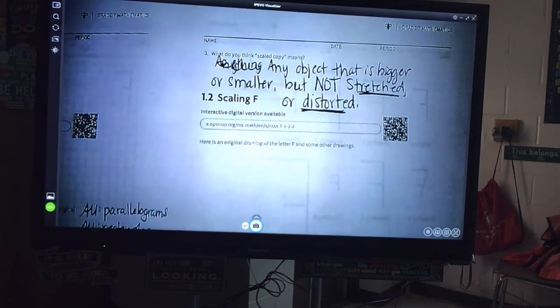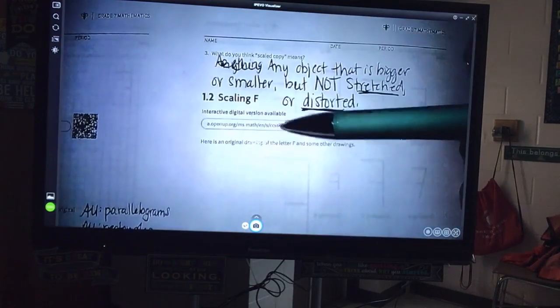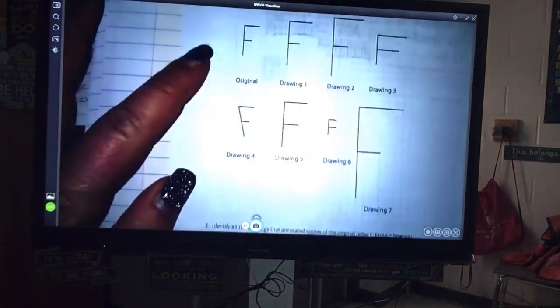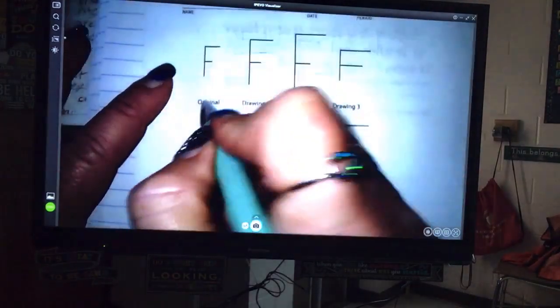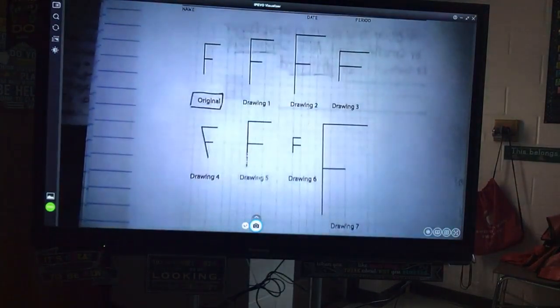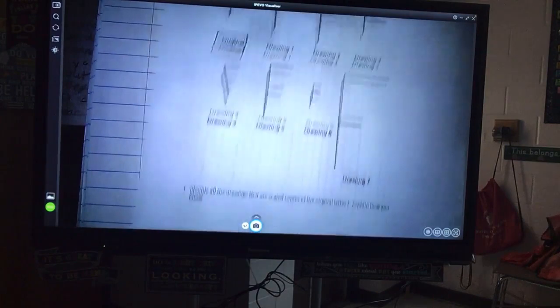All right, so it says here's an original drawing of the letter F and some other drawings. So flip your paper over. This is your original, this one right here. Then you have your other pictures of different Fs.